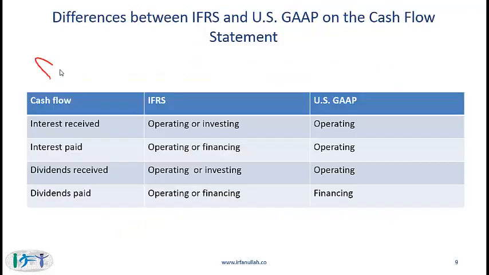Alright, this is perhaps the most important slide. In the context of the cash flow statement, US GAAP for interest received, interest paid and dividend received says that it must be operating. For dividend paid, it says financing. Whereas IFRS gives you flexibility. For interest received and dividend received, you can show it as operating or investing. For interest paid and dividend paid, you can show it as operating or financing.